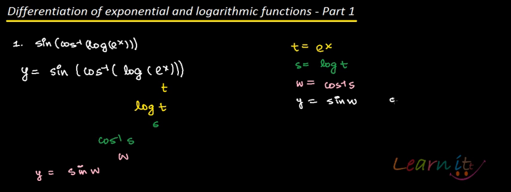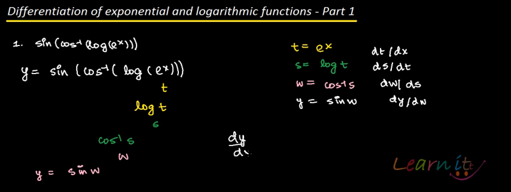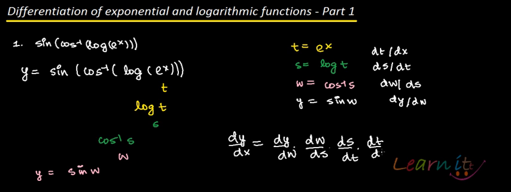So from here what we can find out? dy by dw. From here what we can find out? dw by ds. From here what we can find out? ds by dt. And from here dt by dx. Okay, so what you can write is dy by dx is equal to the product of dy by dw, dw by ds, ds by dt, and dt by dx.